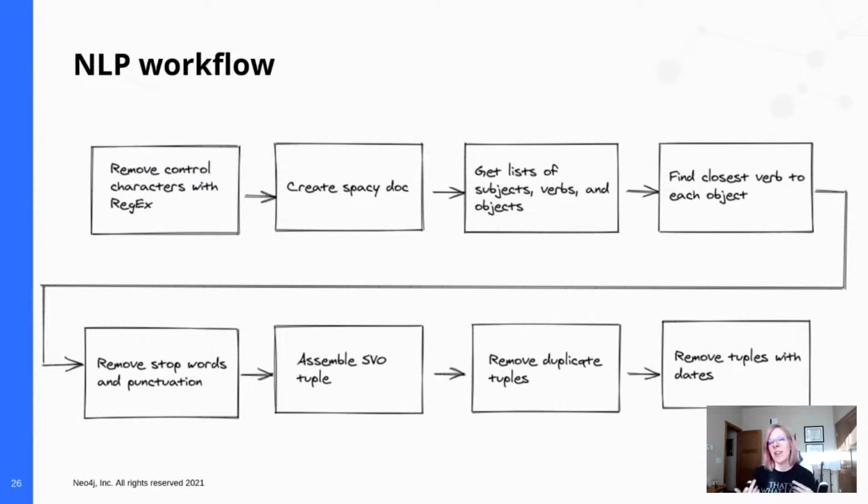All right. The actual NLP part is pretty lengthy. We remove control characters and regex. We create a spaCy doc. If you don't know how to create these spaCy docs, that's fine. I'm going to show you how to do it. We find the closest verb to each object. We remove stop words and punctuation. We assemble tuples of SVOs. We remove duplicates, remove dates, all this stuff.